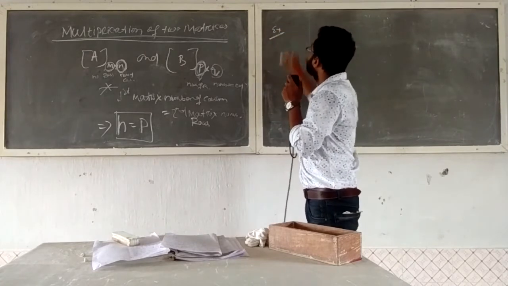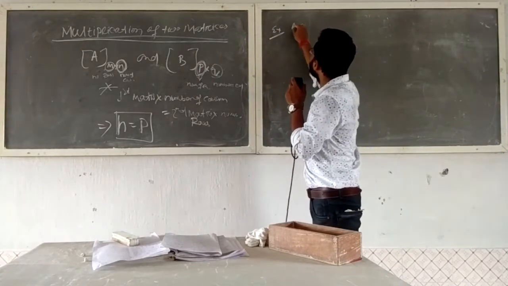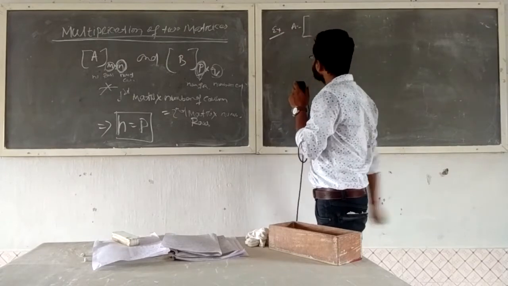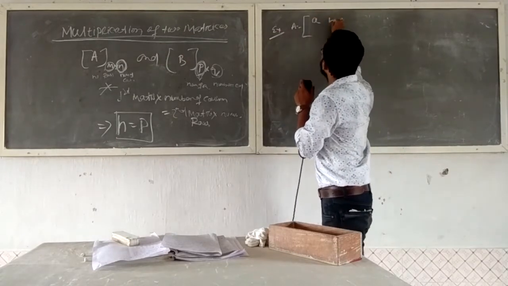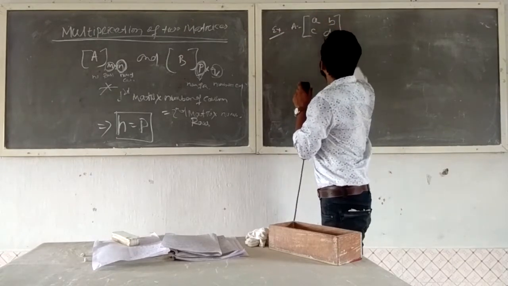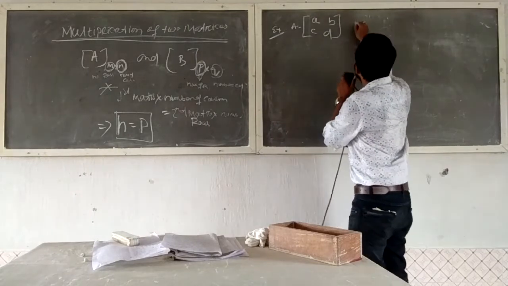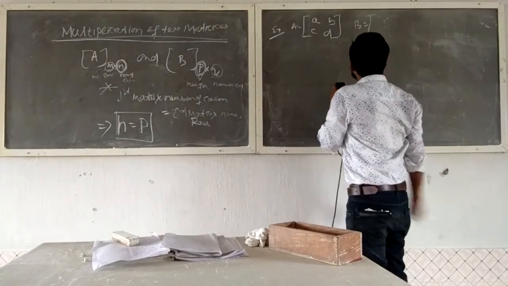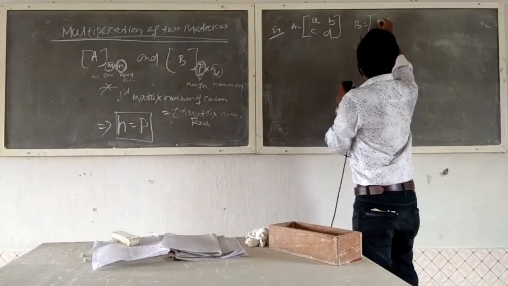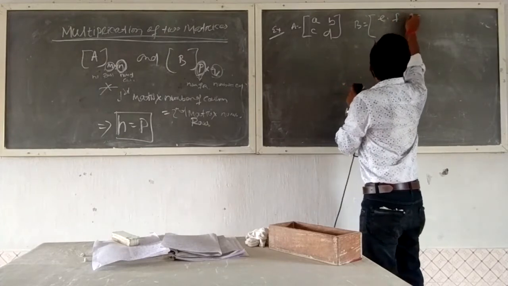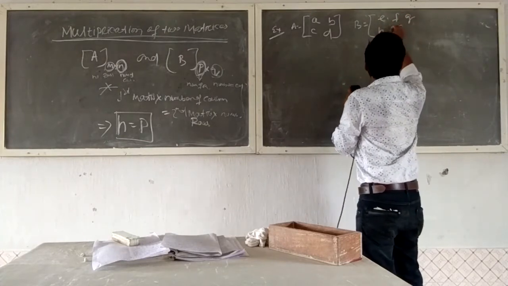Take an example: the A matrix equal to A, B, C, and the B matrix will be E, F, G, H, I, J.